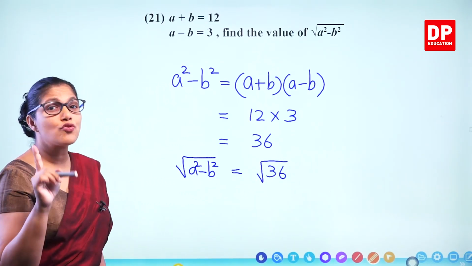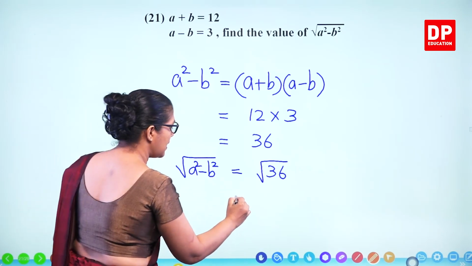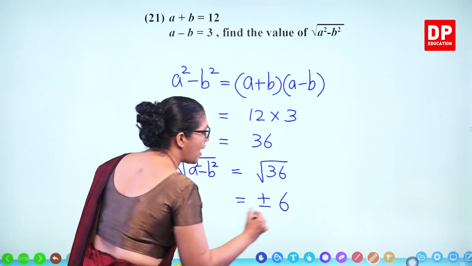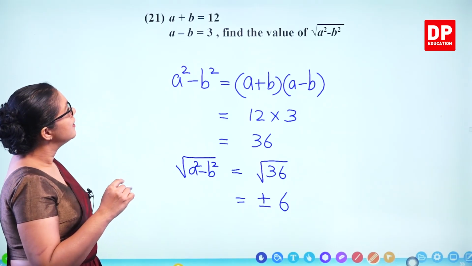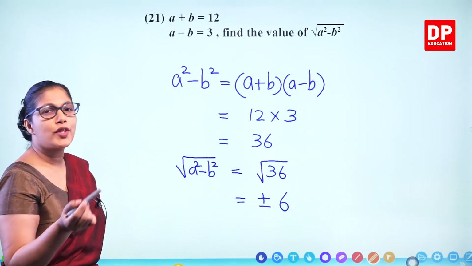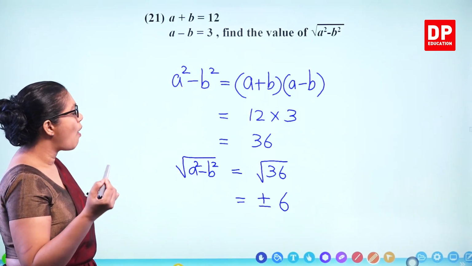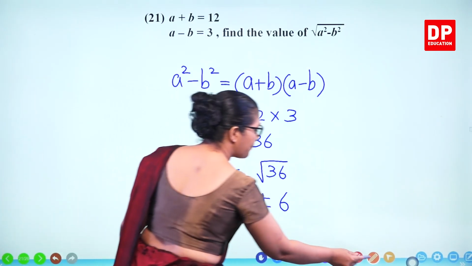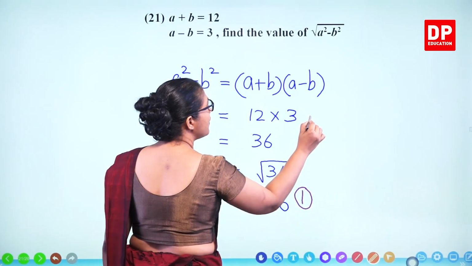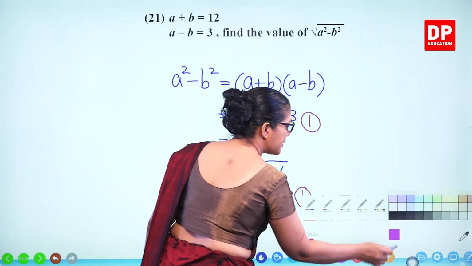So when you take the square root, you can get plus or minus, so plus or minus 6. They are not given the positive answer, so you can give both answers, either plus 6 or minus 6. So 2 marks again: 1 mark for this and 1 mark for the method.